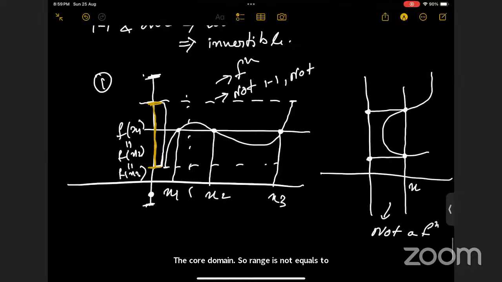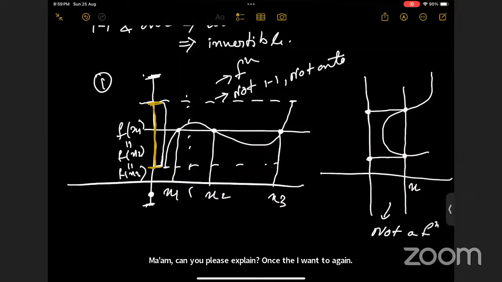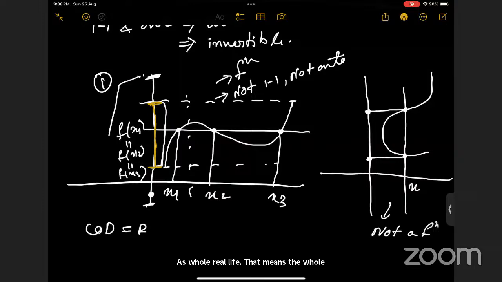Ma'am, can you please explain onto again? Okay. So in order to be onto, we need the range to be equal to the codomain, right? Here we are taking the codomain as the whole real line. That means the whole y-axis. This is our codomain. But our range is the yellow portion only, which is clearly a subset of our codomain, right? So this is not an onto function.